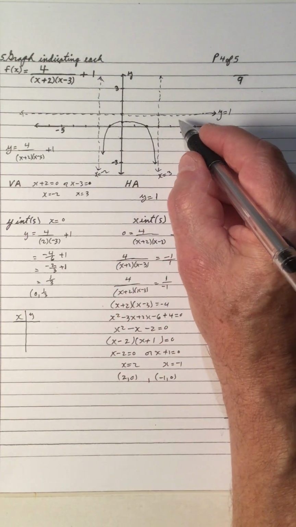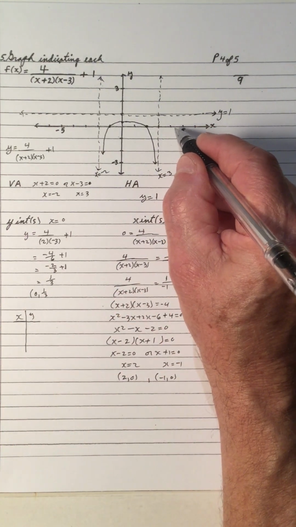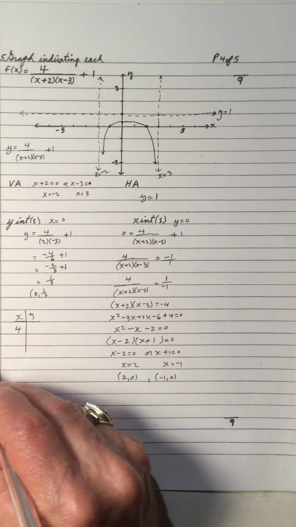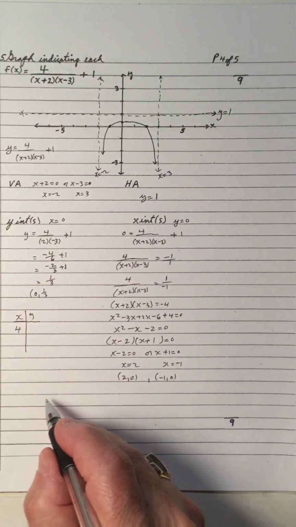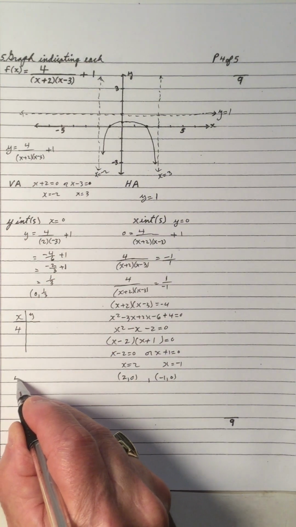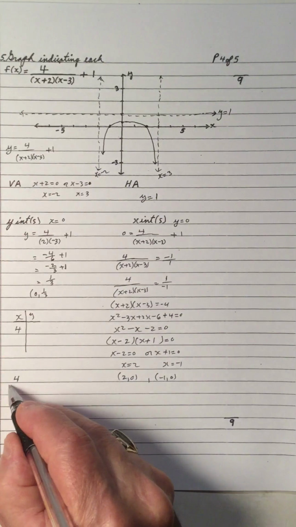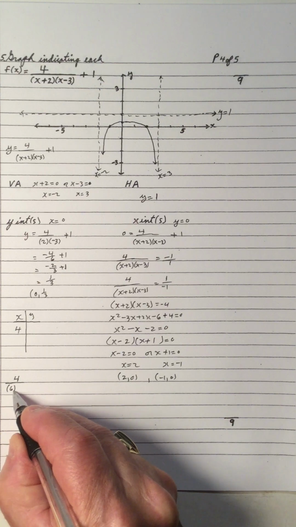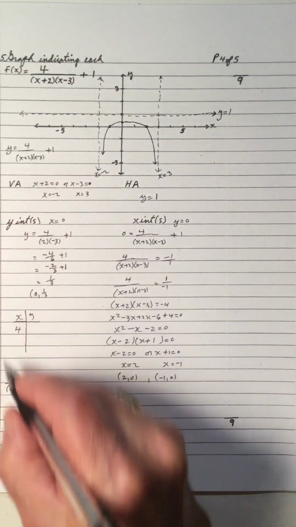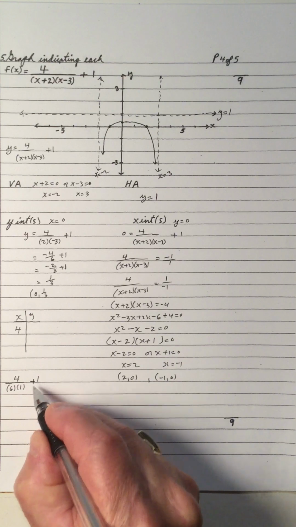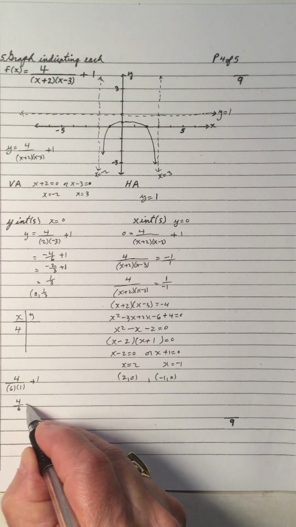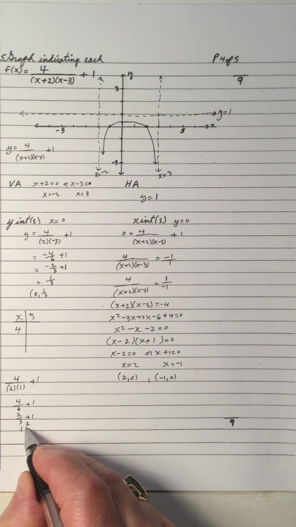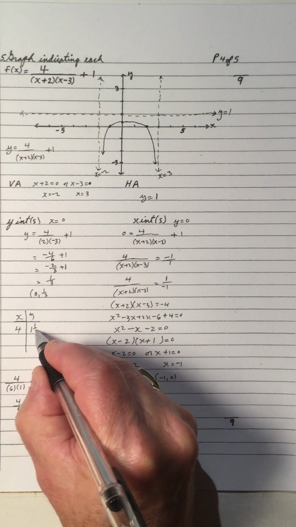Now, what about if we plug in a value of x, which is, say, 4? Let's see what 4 is going to give us. So let's plug 4 into this equation. And I'll work 4 out down here. So this is the equation, I'm putting in 4. So 4 plus 2 is 6. And 4 minus 3 is 1. Plus 1. So that's 4 over 6 plus 1. 2 over 3 plus 1. So 1 and 2/3.